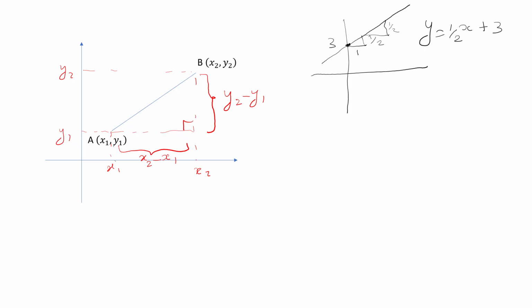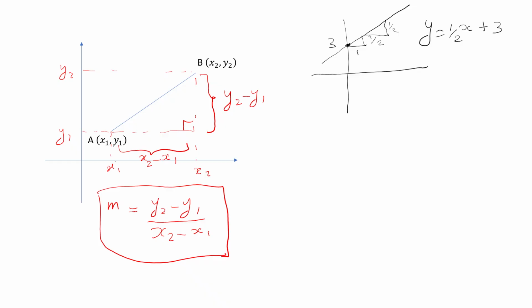So the definition of the gradient: for each unit of x distance, how much up or down the y distance goes. So gradient m, here we normally use the letter m, is equal to the y distance, y2 minus y1, divided by the x distance, x2 minus x1. This is the general form of the equation to calculate the gradient.